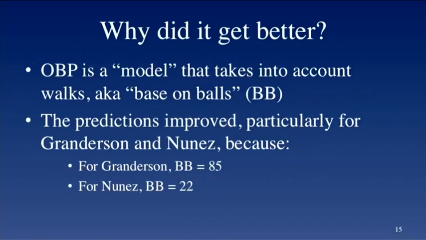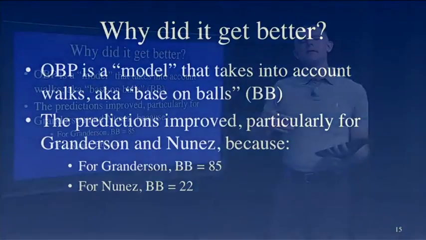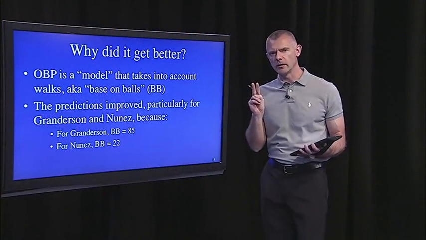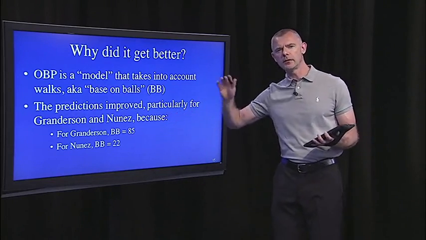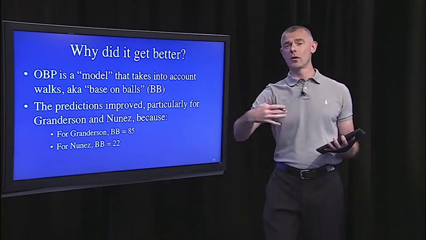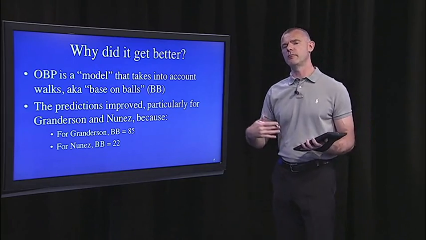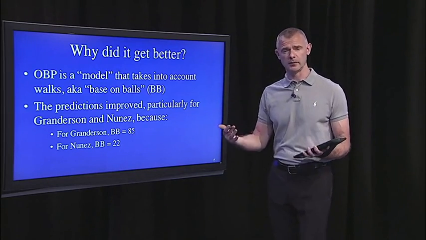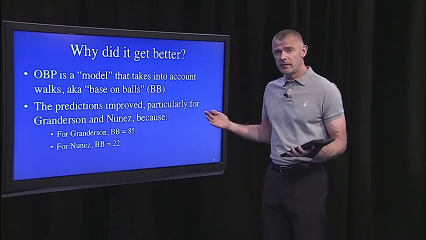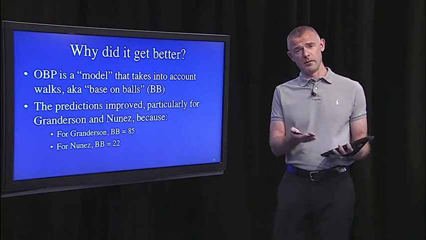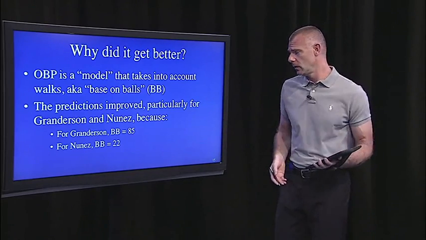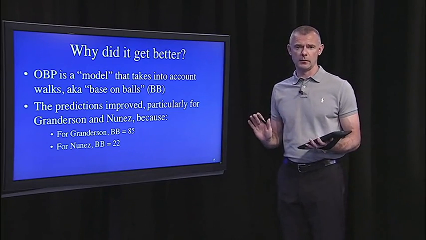So on-base percentage, you can think of that as a model. It takes into account walks, or base on balls. And the model did particularly better for two players, Granderson and Nunez. And if you look up their statistics, you see that Granderson walked a lot. So Granderson got on base a lot, allowing for him to score more runs. So when we took into account walks, or base on balls, which on-base percentage does, then the model did much better, particularly for Granderson, and particularly for Nunez. Nunez didn't walk very much at all. He didn't get on base very much. So when we took that into account, the model did better.